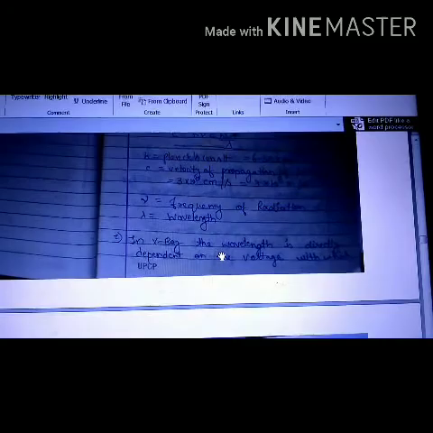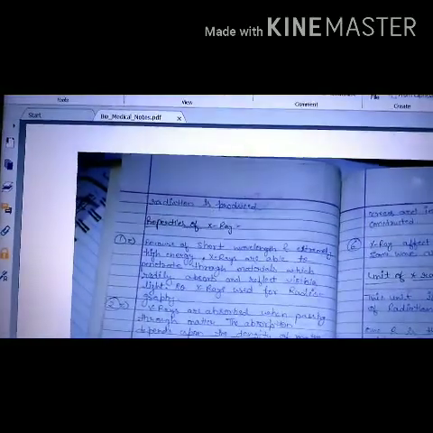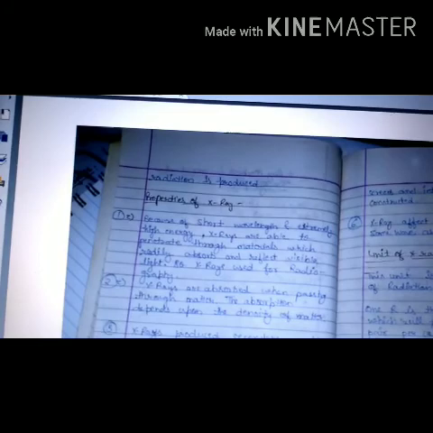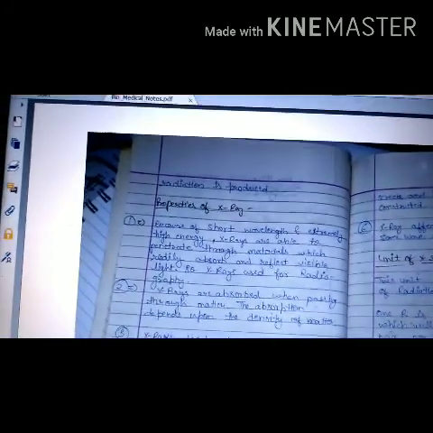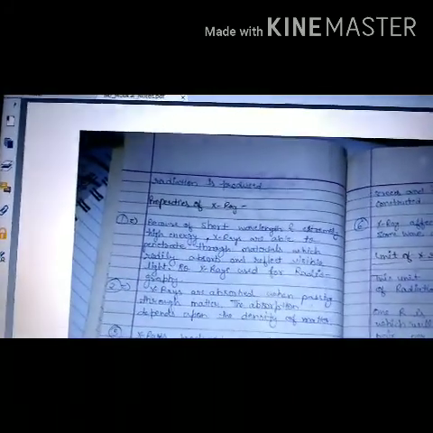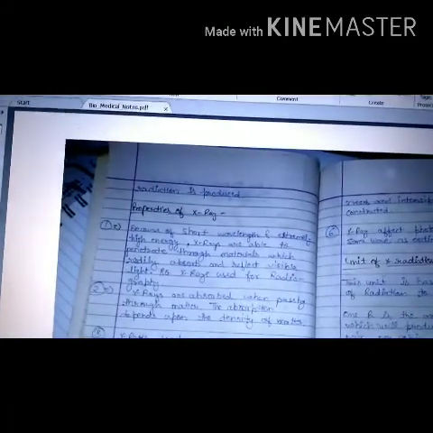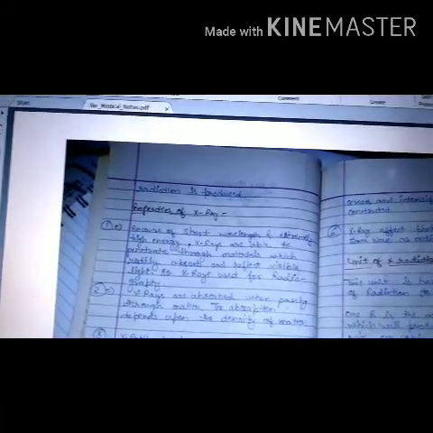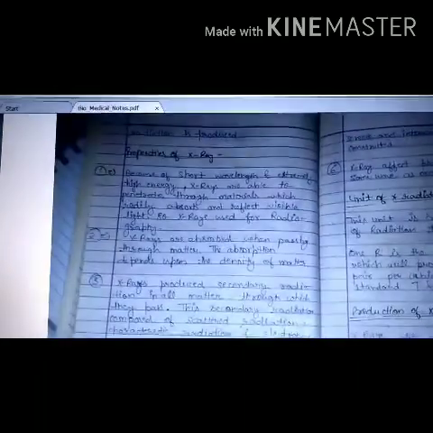In X-rays the wavelength is directly dependent upon the voltage with which the radiation is produced. So it will depend upon the applied voltage through which the radiation is produced. In the future we will be looking at the method of generation of X-rays as well. Then comes the properties of X-rays.